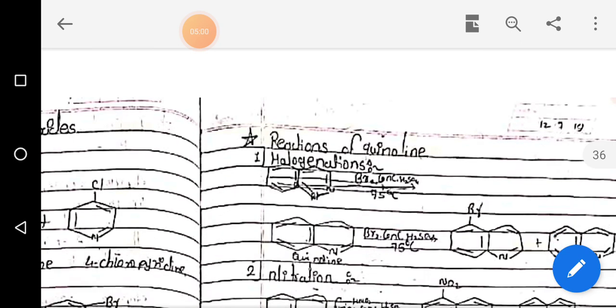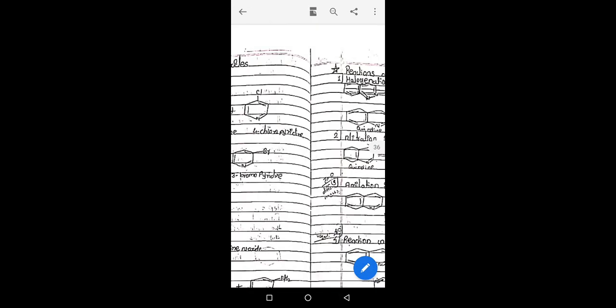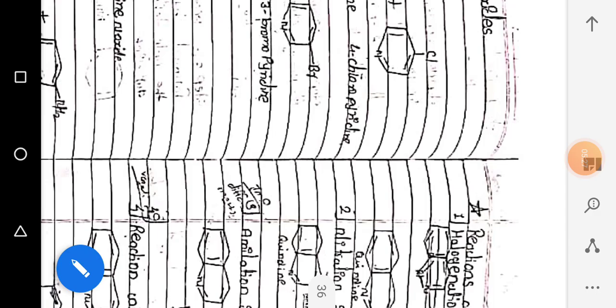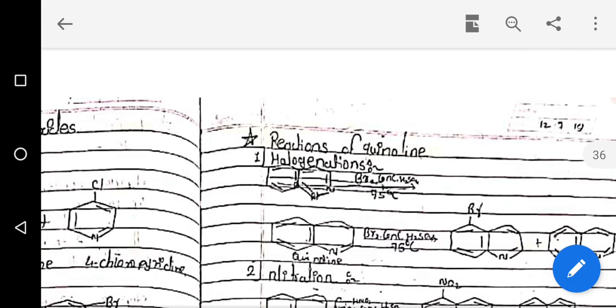First, the halogenation reactions, how they are done. Halogenation means the addition of halogen groups on the quinoline. The halogens include fluorine, chlorine, bromine, and iodine. Generally, in most reactions bromine, chlorine, and iodine are used, and fluorine is not usually used because it is not favorable for most reactions. It is used selectively only in very few reactions.